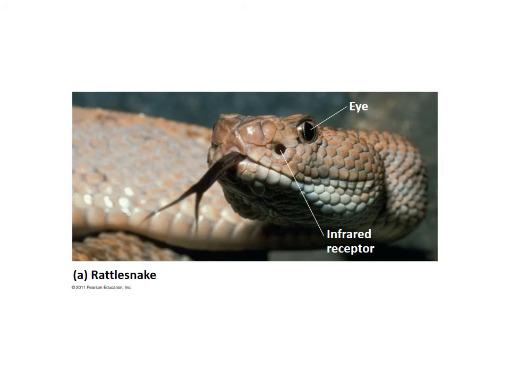Here is a rattlesnake, and that is his infrared receptor. It's not his nose, so that's how he senses prey.